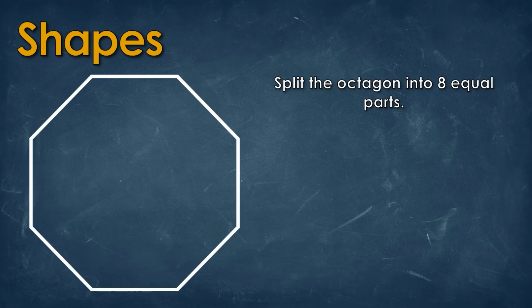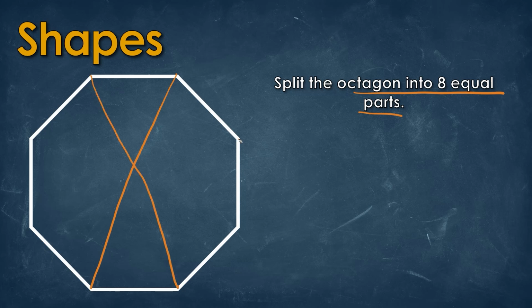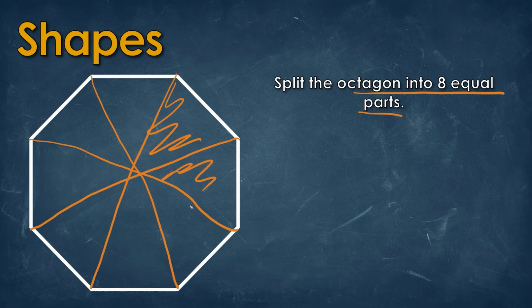Okay, now let's take a look at this one. This is an octagon, and if we remember, an octagon has 8 sides. So how can I take an octagon and break it into 8 equal parts? Well, I can go from each one of these corners and do a diagonal straight across to the opposite corner. Do the same here, do the same here, and I have 8 equal sizes. So we're able to split this octagon into 8 different sizes.